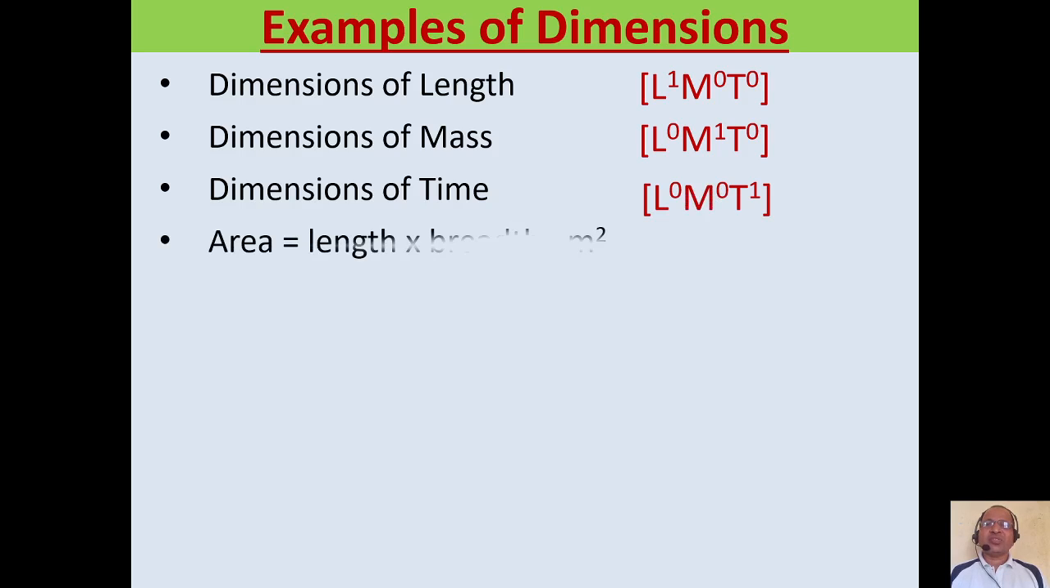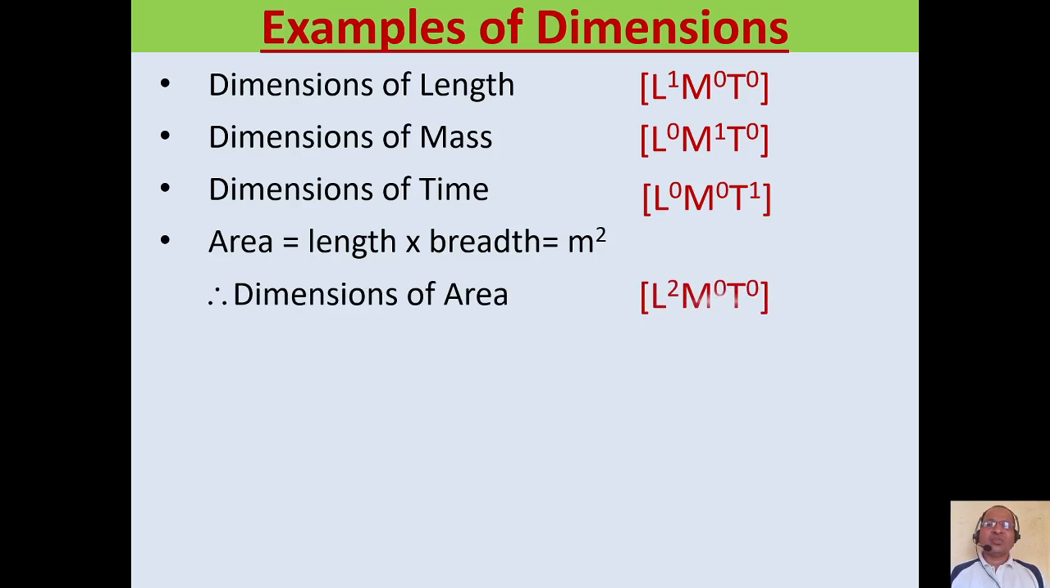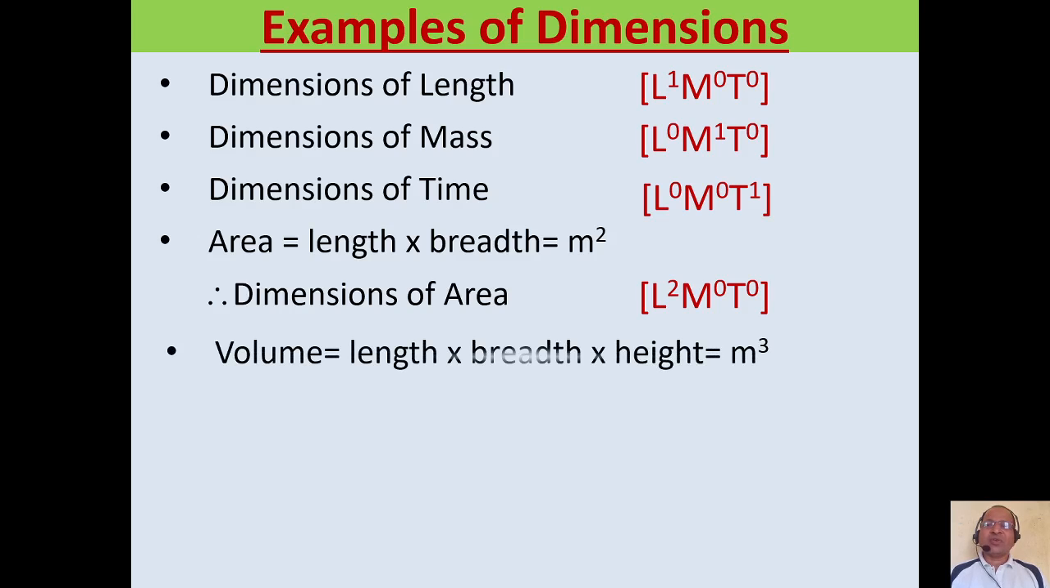Now we will obtain dimensions of area. You know that area is length into breadth, so it is meter square. The quantity of length, meter, is 2 times, so its power is raised to 2. Mass and time quantities are absent, so their powers are raised to 0. So the dimensions of area are L raised to 2, M raised to 0, T raised to 0. Similarly, we can write dimensions for volume using the formula length into breadth into height. So its unit is meter cube. So the dimensions of volume are L raised to 3, M raised to 0, T raised to 0.